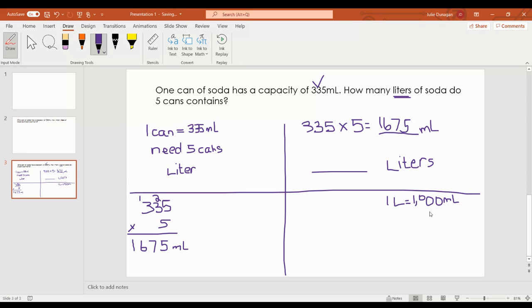So I need to think, am I going from large to small or small to large? Well, we're going from small to large, so fly to horse, divide, of course. Okay, so I'm going to write that equation because if I don't write my equation, I might do something silly and make a careless mistake. So 1,675 divided by 1,000.